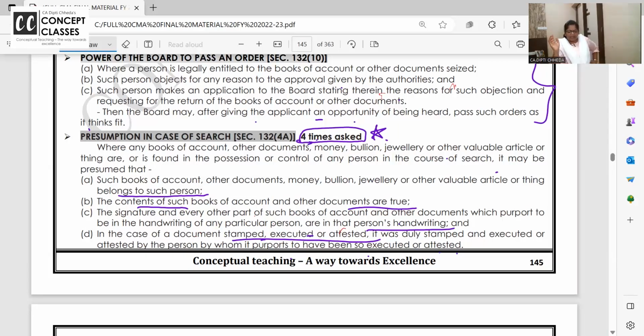Okay? Right? And the last one is in case of documents stamped and executed, it was stamped and executed by the person whom it purports. Meaning you knew and you signed all this. Please check this if the language is clear, and until now whatever revision I have done, 3 pages are over. Any doubt, anyone?